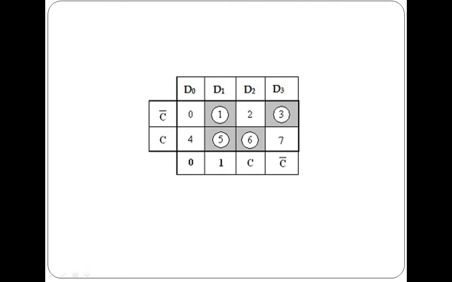Here, looking at the first input, that is D0, in the column both are not circled, so we can apply a 0. If both are circled, the rule is 1 is to be given as the input. Then where the lower one is circled and the top one is not circled, C is to be given as the input. And here 3 is circled, so C complement is to be given as the input to D3.